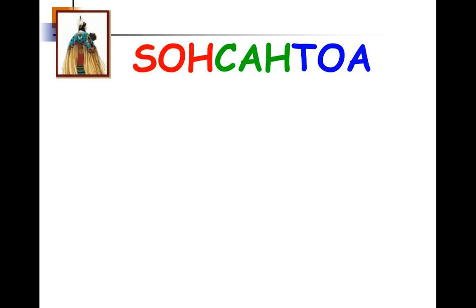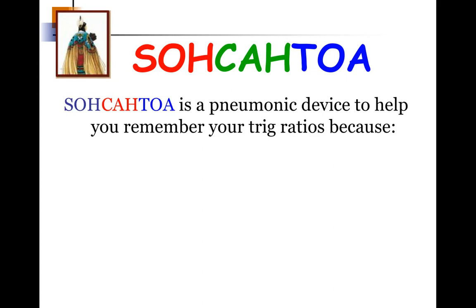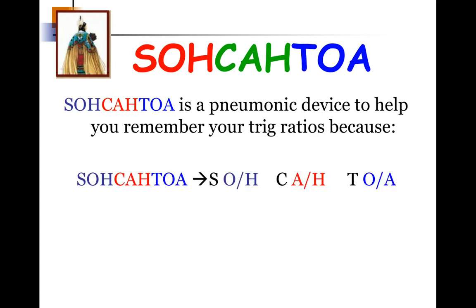So maybe you remember this acronym for remembering. Sine is opposite over hypotenuse. Cosine is adjacent over hypotenuse. Tangent is opposite over adjacent. Right? So SOHCAHTOA is a mnemonic device to help you remember the trig ratios, because sine is opposite over hypotenuse, cosine is adjacent over hypotenuse, and tangent is opposite over adjacent.